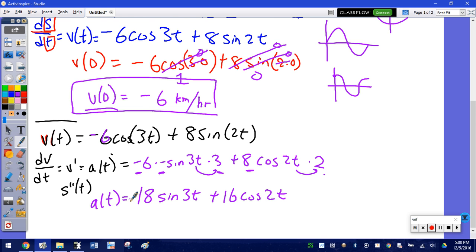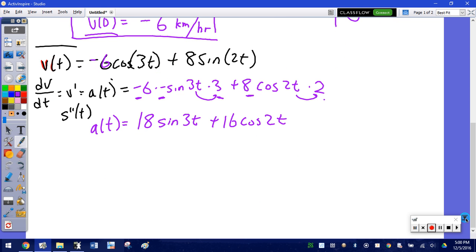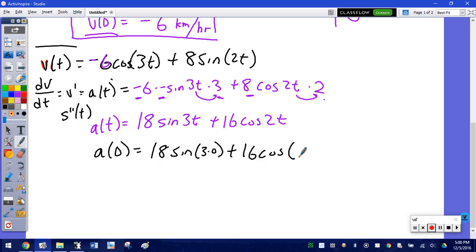So plugging in 0 in here, fairly bloodless. The initial acceleration is 18 sine of 30 plus 16 cosine of 0. As we just saw, sine at 0 is 0, so this entire term evaporates. Cosine of 0 similarly is 1, so we get 16. The unit here is a little curious.